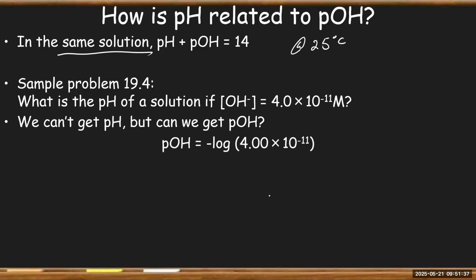Would you do this in your calculator or in your head? Let's use a calculator. Somebody do this and tell me what you get. This is practice. Negative log parentheses 4.0 times 10 to the minus 11. Hit enter. By the way, be careful. Those of you using graphing TI calculators, not allowed on Regents.